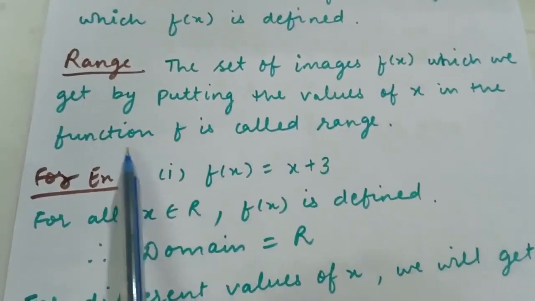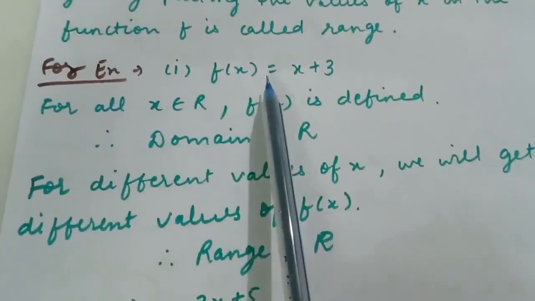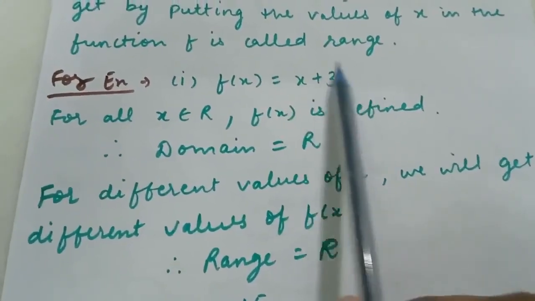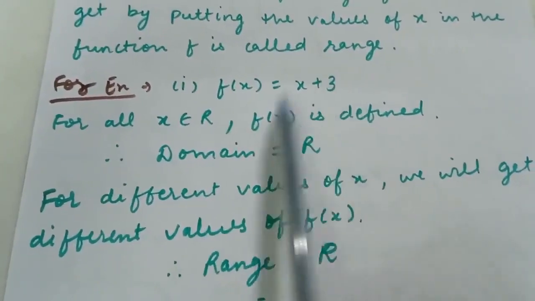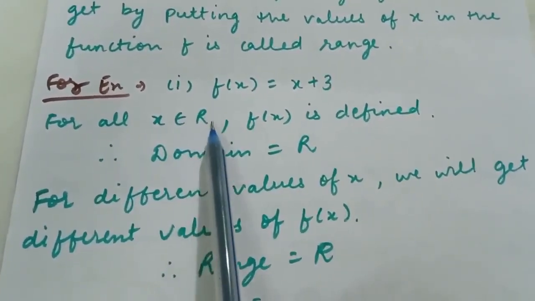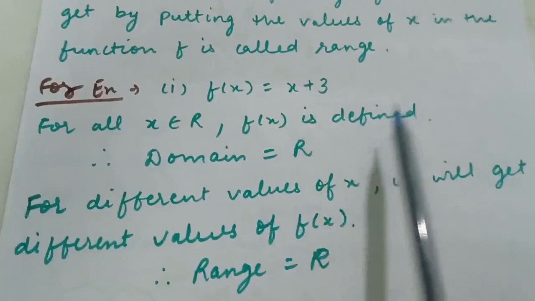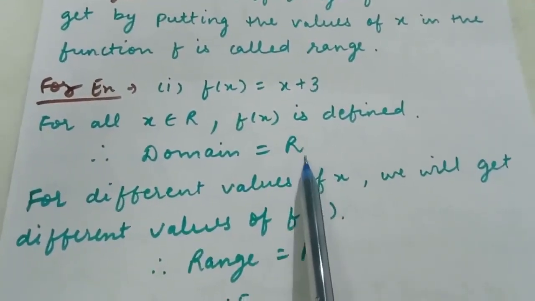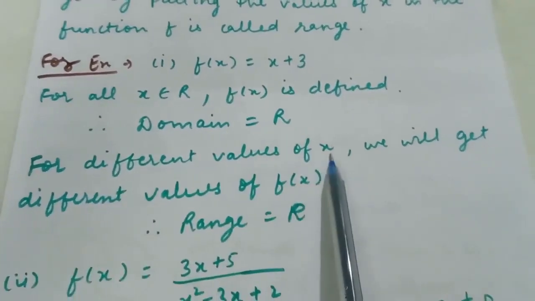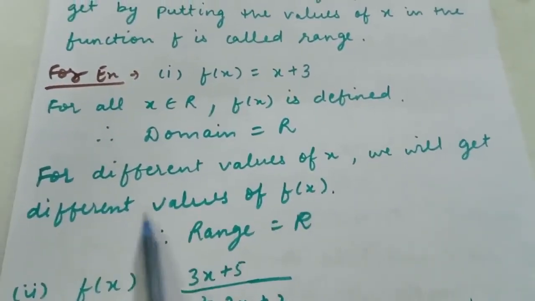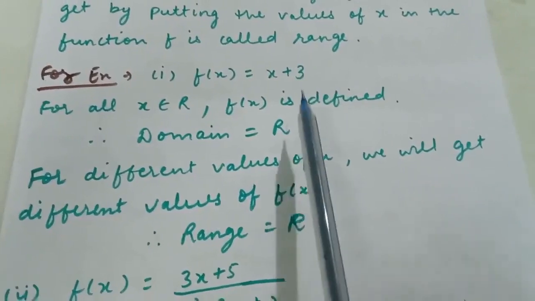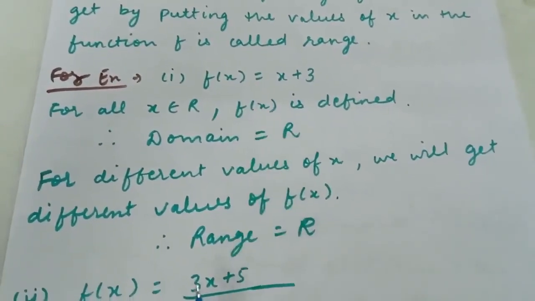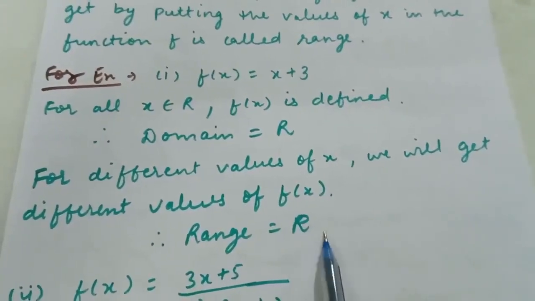For example, first is f(x) = x + 3. As we can see, this function is defined for all real values, right? For all real values, f(x) is defined. So the domain is the complete real set. And for different values of x, we will get different values of f(x). So the range will also be the complete real set.